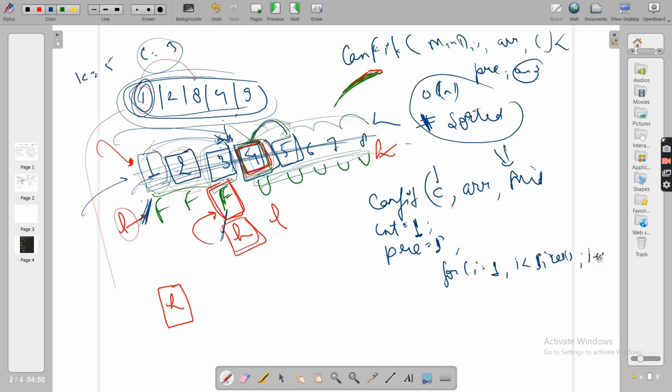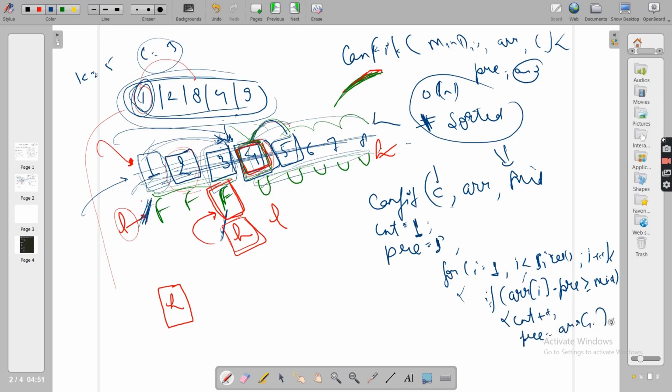And what you have to do, how you have to traverse: if your current distance ARR of I minus the previous cow's position, if the distance between them is greater than or equal to your mid, whatever you are calculating, if this is the case, then first increase the count, meaning I can fit one more cow, and where? At I. So keep your previous equals to ARR of I.